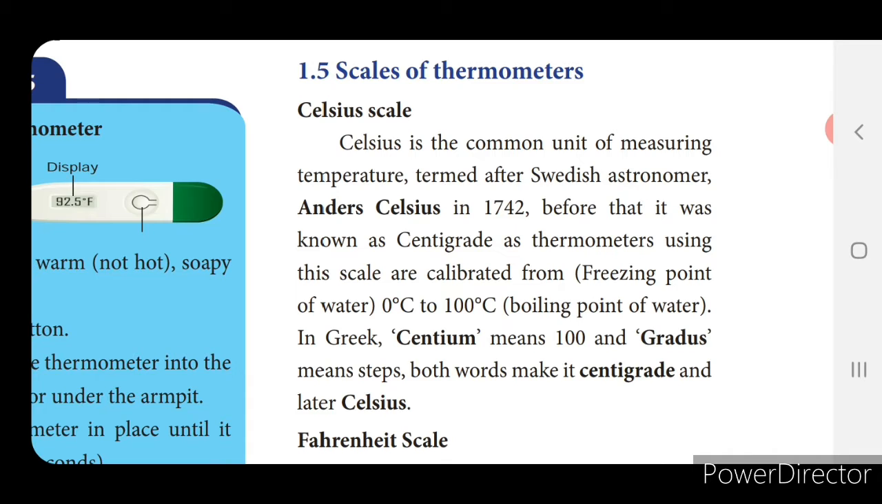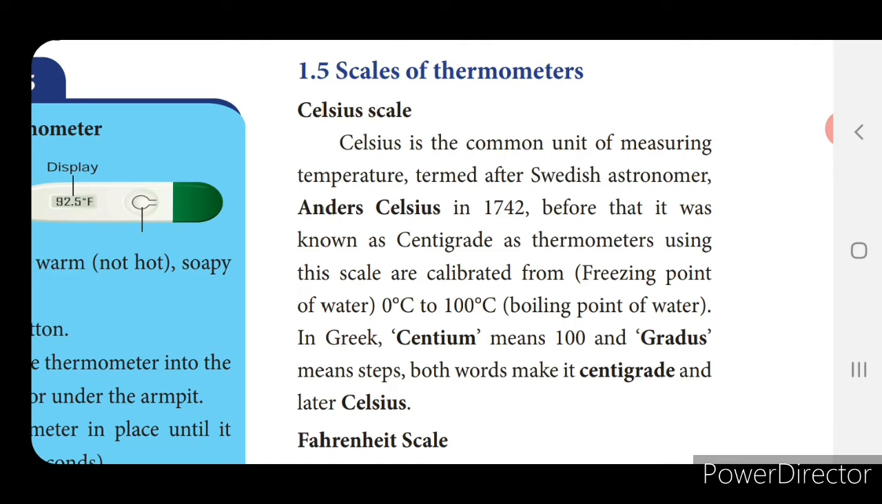Now we are going to see about scales of thermometer. The first one is the Celsius scale. Celsius is the common unit of measuring temperature, named after Swedish astronomer Anders Celsius in 1742. Before that it was known as centigrade, as thermometers using this scale are calibrated from the freezing point of water, that is 0 degrees centigrade, to 100 degrees centigrade, that is the boiling point of water.